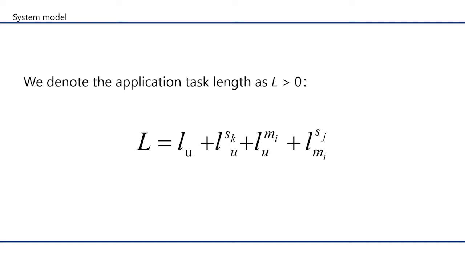In particular, the task segment performed on the relay mobile device is LU to MI, and the task segment offloaded from MI to MEC server is LMI to SJ. So the local task segment's length that is offloaded from the local mobile device to the relay mobile device MI is LU to MI and LMI to SJ.